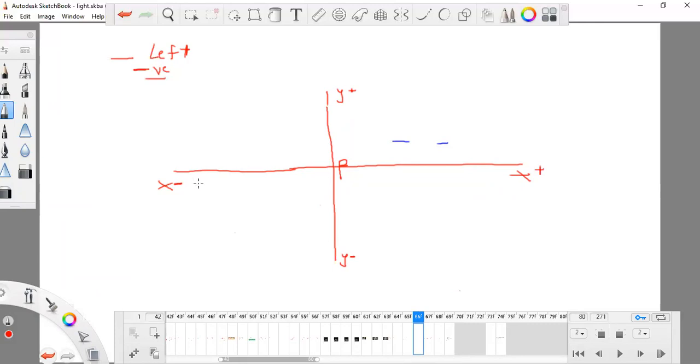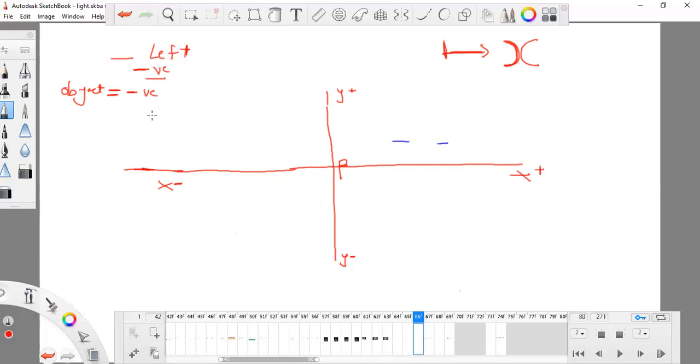Remember one thing: the object should always be placed at the left side, whether you are using a concave mirror or a convex mirror. The object should always be placed at the left side, so the object will always be negative. Whatever I write about the object or the distance of the object, I should place the negative sign. Object is always negative.